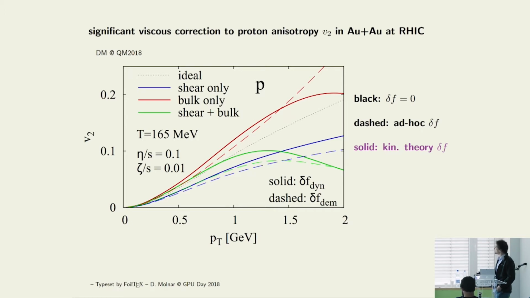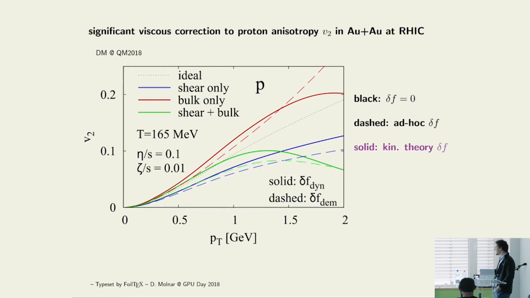So for example, if there is only bulk viscous correction, protons would have a higher anisotropy. If you have shear viscous corrections, they would have a smaller anisotropy. If you add both of them, you would get this green curve. Whereas if you do it my way, then every single curve is within 10-20% different. Both the bulk correction is different, especially at high momentum. The pure shear correction is different.